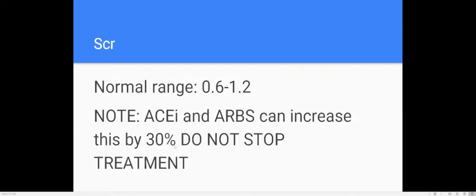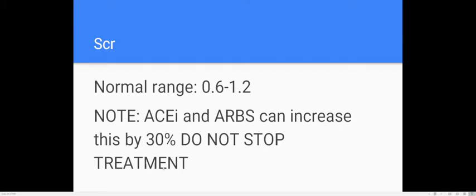Serum creatinine in the normal range is between 0.6 and 1.2. If you just remember the 0.6, you times that by 2, you get 1.2. That's kind of easy to remember. Mitchell can remember that, right, Mitchell? Yeah, I can definitely remember that.